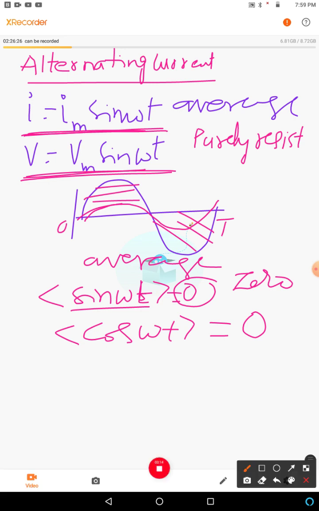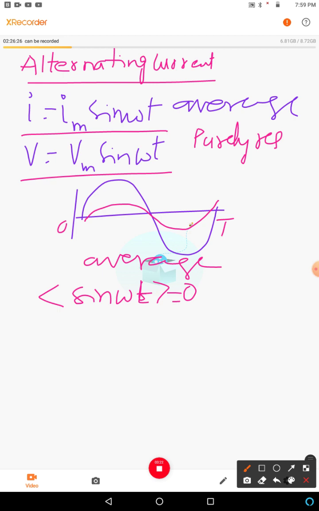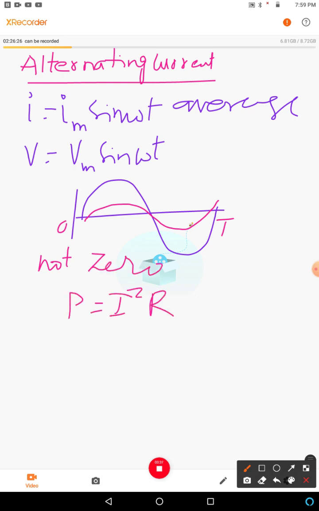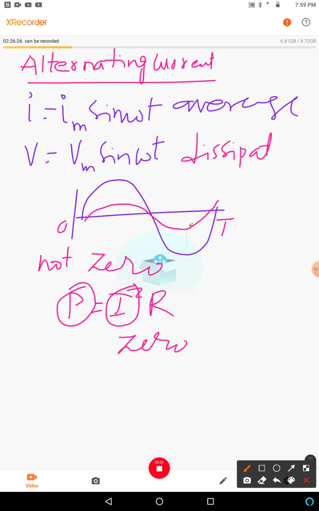But it does not mean that because the average value of current and voltage is 0, the average value of the power dissipated, or the energy dissipated, is 0. P is equal to I square R, as in a direct current circuit. Even though the average value of current is 0, the energy dissipated is not 0. The energy dissipated is wasted due to Joule heating. This energy dissipated is called power loss. The power loss is not 0. Even if current is 0 and voltage is 0 at some instant, it does not mean no energy is wasted. There will be some Joule heating.